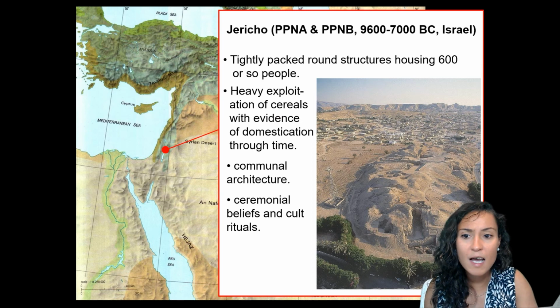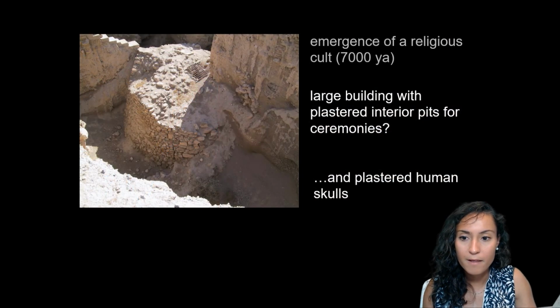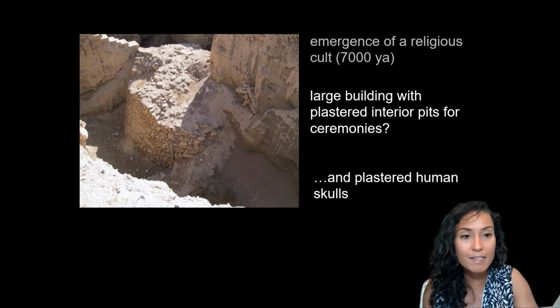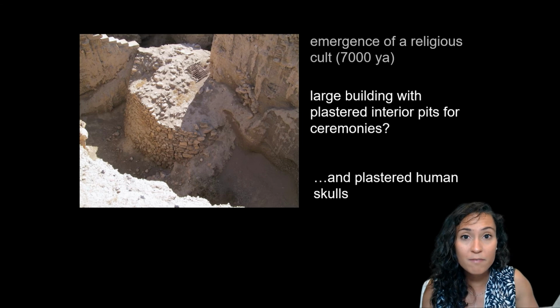Around 7000 BC, there's evidence at Jericho for the development of a religious cult. Archaeologists discovered a large building dating to this time with a unique series of plastered interior pits and basins, as well as a domed adjoining structure believed to be for ceremonial use.